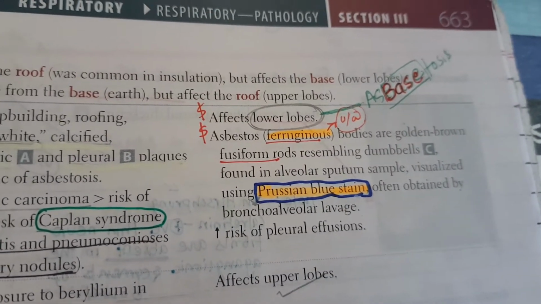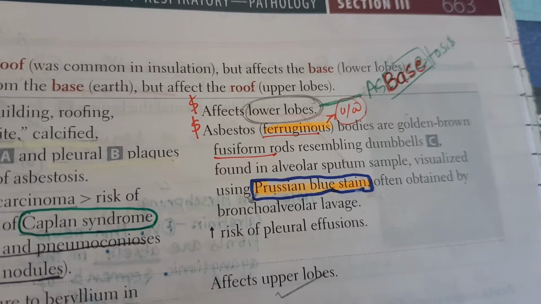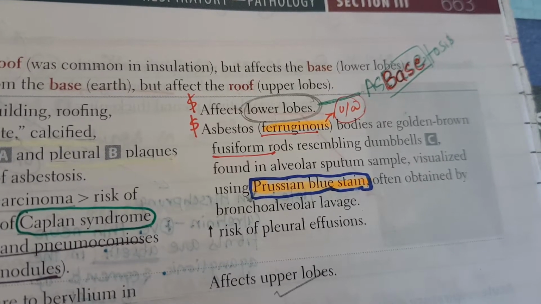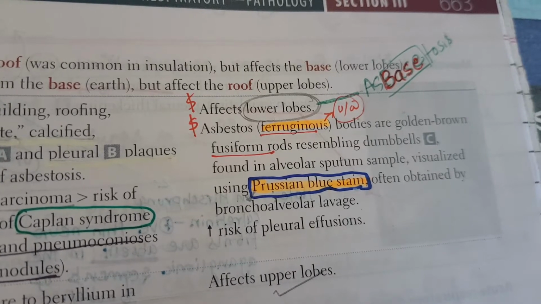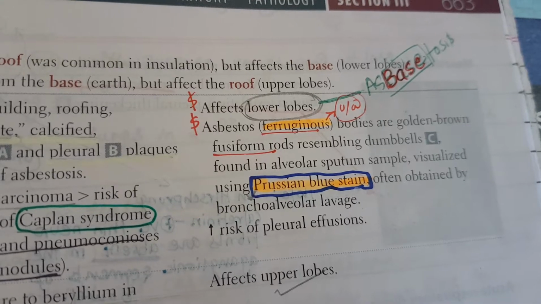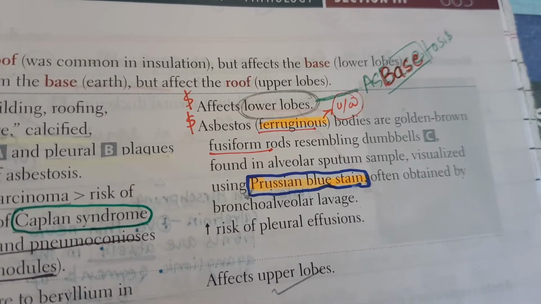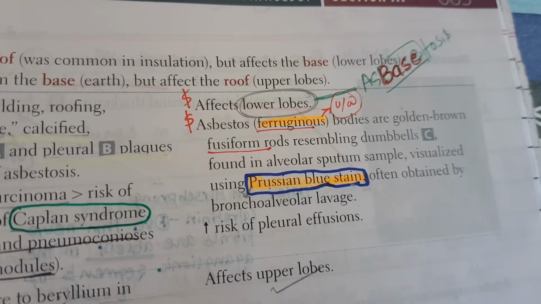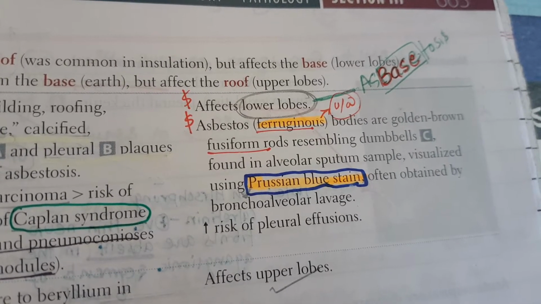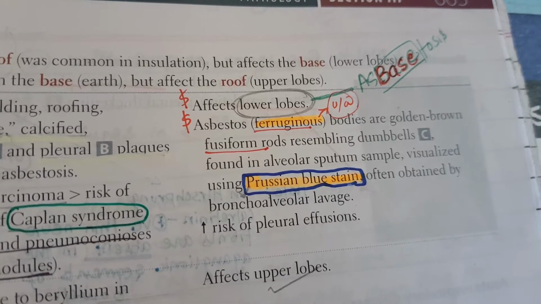Apart from that, you should also remember that asbestosis affects the lower lobe, as I said, B for base. And asbestosis ferruginous bodies are golden brown fusiform rods resembling dumbbells, found in alveolar sputum samples, visualized using Prussian blue stain. Remember this, often obtained by bronchoalveolar lavage. Two things you need to remember are fusiform rods, and obviously it is formed of iron, so Prussian blue is used.